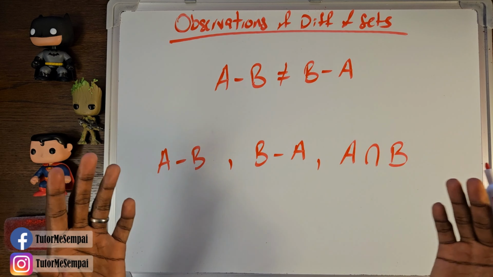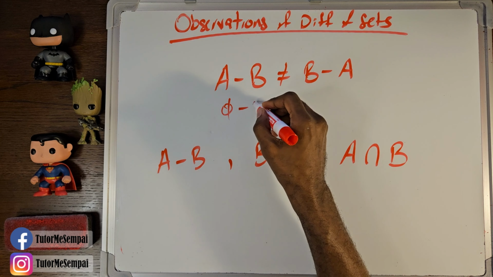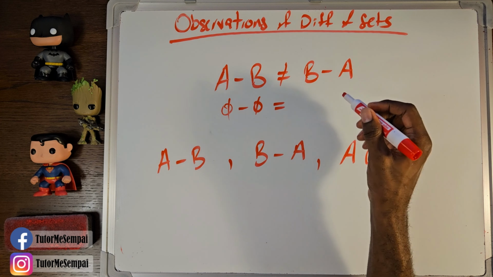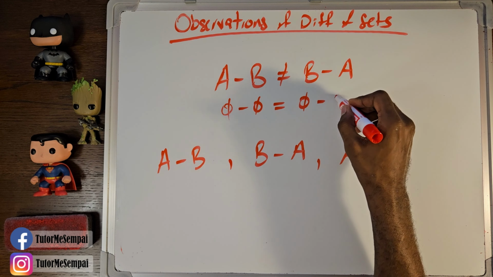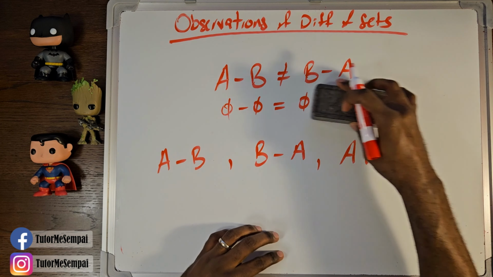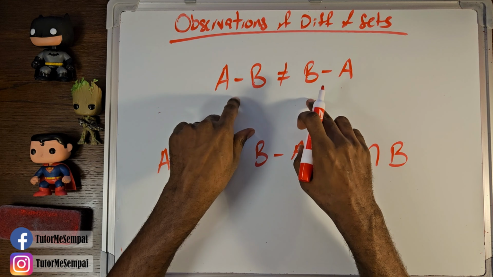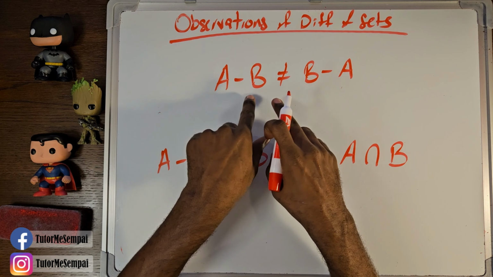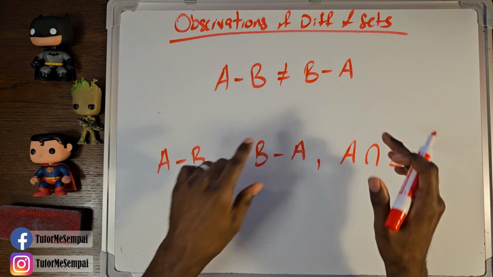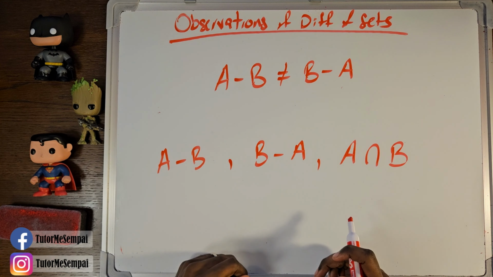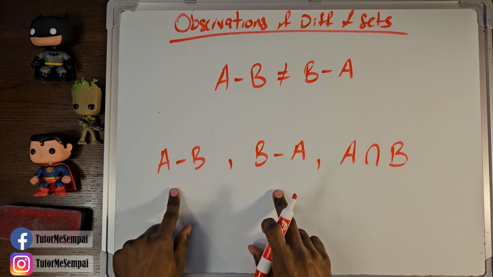Now, of course, you can do the empty set minus the empty set is going to equal the empty set minus the empty set. Sure. However, if you have anything in A or B, this is going to be true. A minus B is never going to equal B minus A. These are going to be mutually disjoint from each other.